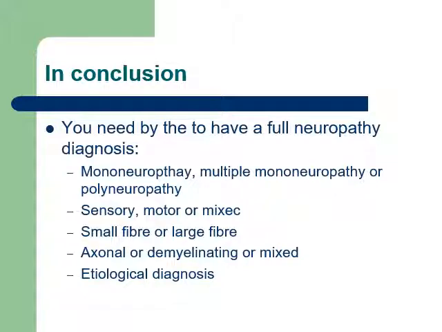In conclusion, we need to know by the end of assessing a patient with neuropathy: is it mononeuropathy, multiple neuropathy, or polyneuropathy? Is it sensory, motor, or mixed? Is it small fiber or large fiber? Is it axonal or demyelinating? And what is the etiological diagnosis in order to have a proper treatment of our patient?